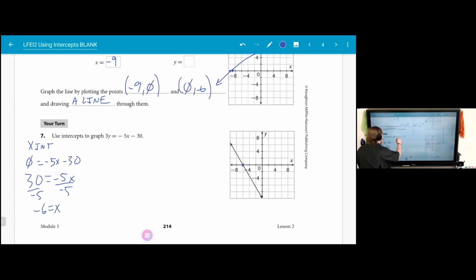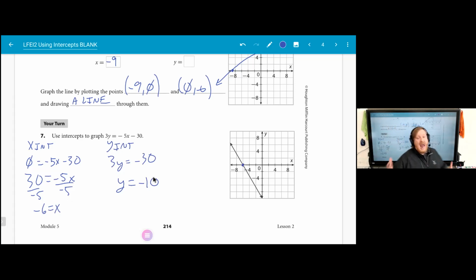For the y-intercept, that's when x equals 0. So 3y equals, well, -5 times 0, that's just 0. So 3y equals -30. Divide both sides by 3. Y equals -10. So when x is 0, y is -10. I think we've done a pretty good job. Those look both correct. Now what do we do? Draw the line through them, put arrows at the end. Our line's not straight, but it's fine. Do the best I can.